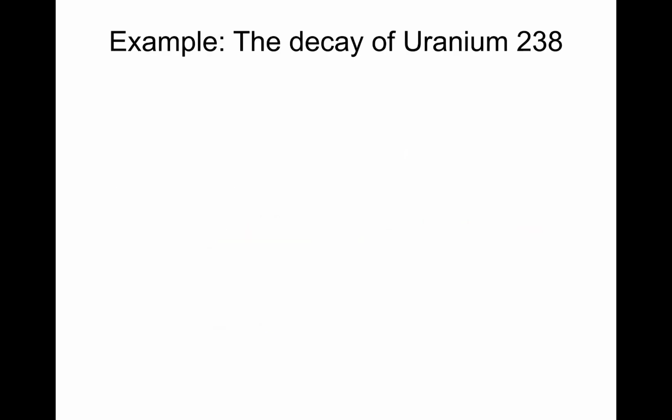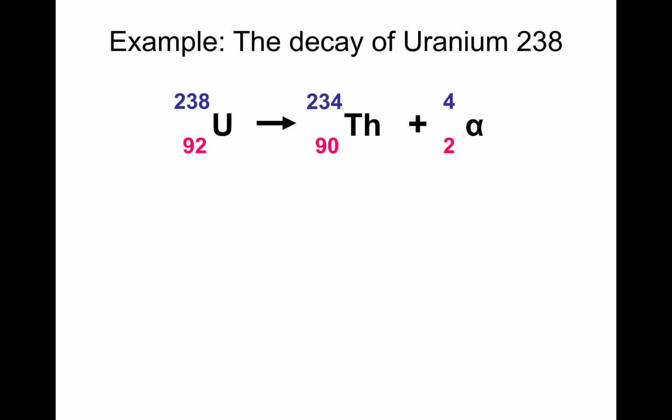Okay, let's look at an example. This example is the decay of uranium-238. So we've got uranium-238, where 238 is the mass number, and the 92 is the atomic number or the proton number. It decays by alpha, so we've got the plus alpha. Then what we need to do is make sure that the numbers add up. We've got 238 to start with.